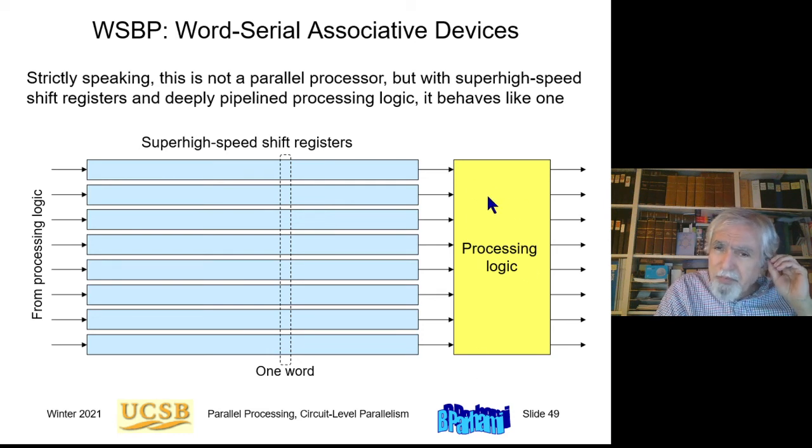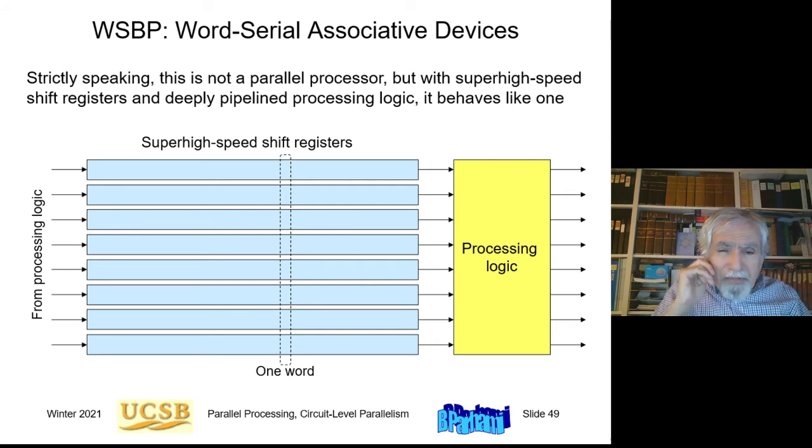Processing takes place. So for example, if there's an unordered list stored here, and I'm looking for a particular element, the first word is shifted into here. I compare it to what I'm looking for, then the next word. So once I've seen all these words, I basically conclude whether that word existed, or maybe how many copies of that word existed, and so on.